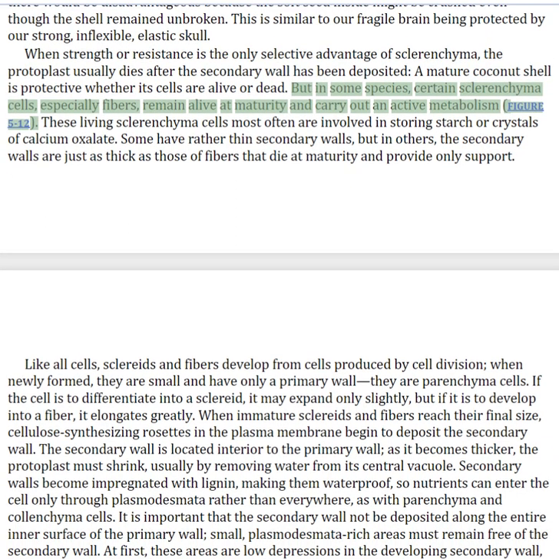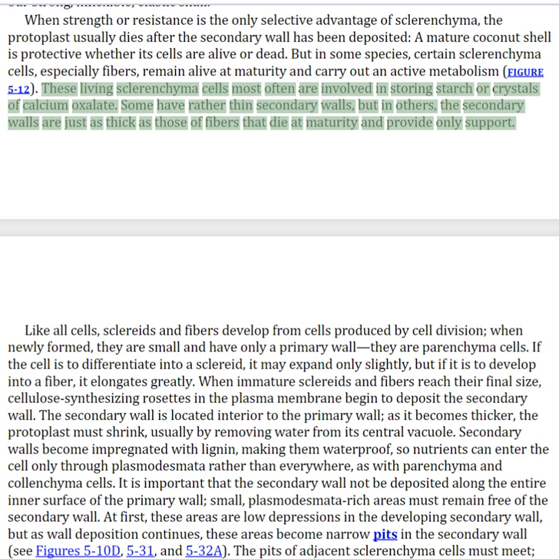But in some species, certain sclerenchyma cells, especially fibers, remain alive at maturity and carry out an active metabolism. These living sclerenchyma cells most often are involved in storing starch or crystals of calcium oxalate. Some have rather thin secondary walls, but in others, the secondary walls are just as thick as those of fibers that die at maturity and provide only support.